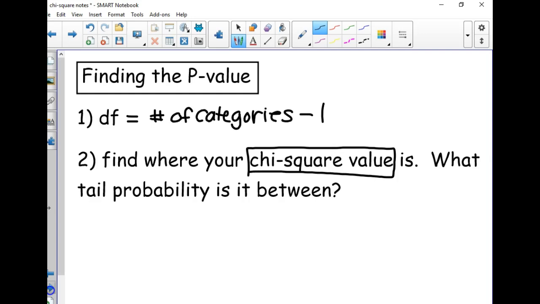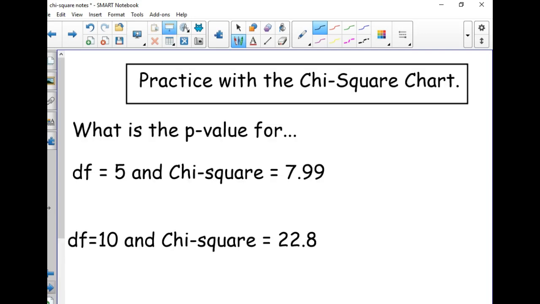Does everyone understand at least that? In order to find the p-value, two things. Okay, so moving on. Well, how do I find, what do I mean by that step number 2?